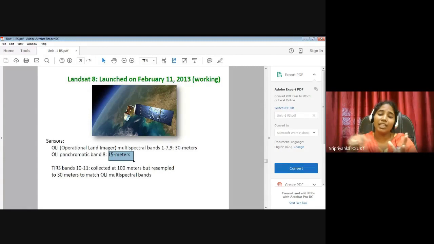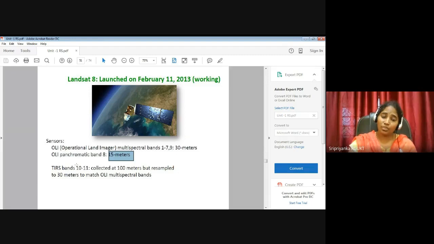Okay. What does the ninth band do? The ninth band covers the objects at 30-meter resolution. 30 meters means whatever is at a distance greater than 30 meters is clearly seen. And there is another band which covers at a resolution of 15 meters. So we have seen 1 to 7, 8, 9 is over.